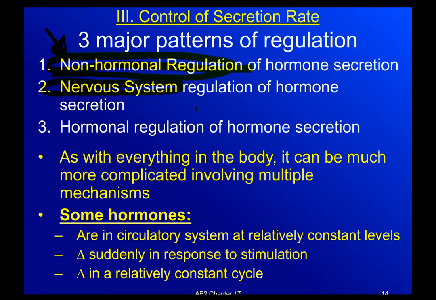So what happened? The sympathetic nervous system sent a jolt of information to the adrenal gland and said, release epinephrine and norepinephrine. Nervous system regulation. And then finally, we've got that hormonal regulation. Thyroid stimulating hormone stimulates the thyroid to release thyroid hormone. So you've got a hormone causing the release of a hormone.